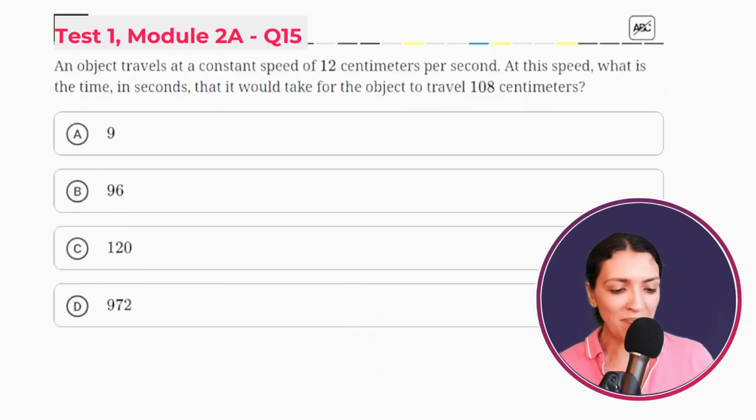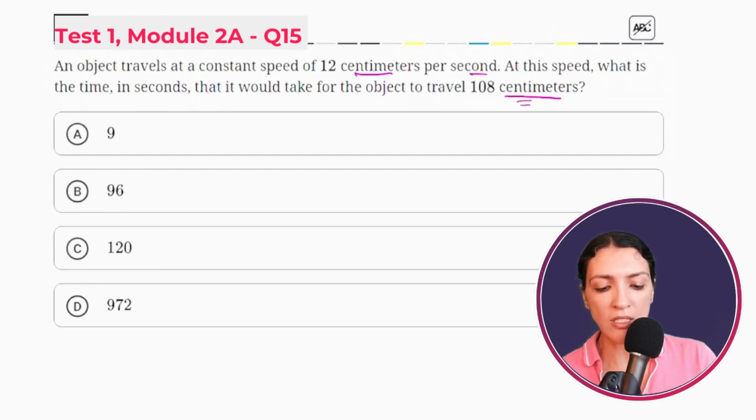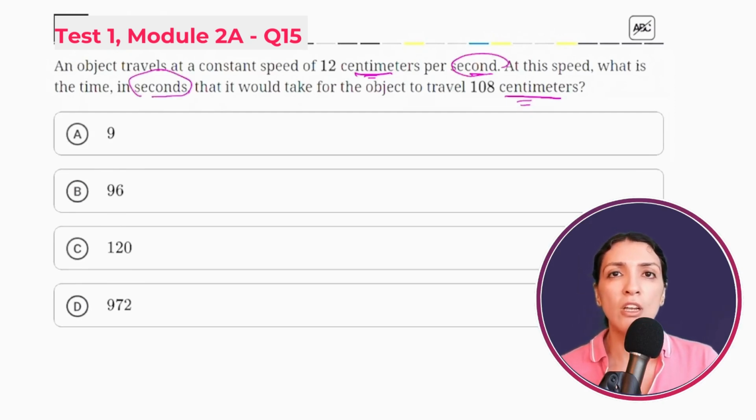Let's get started. For this question, we were given the speed of an object as 12 centimeters per second, and we're told to find the time it takes for the object to travel 108 centimeters. So the first thing that we want to do is to check the units. The distance is given in centimeters for both the speed and the value that was given. The time was also seconds for the speed, and also we're asked to find the time in seconds. So we don't have to worry about unit conversion.